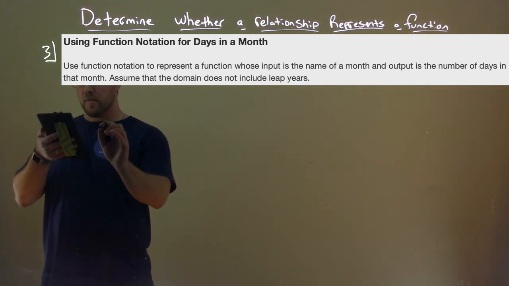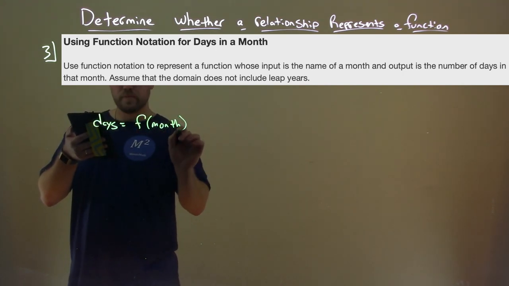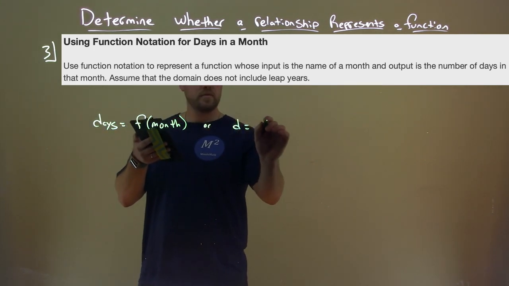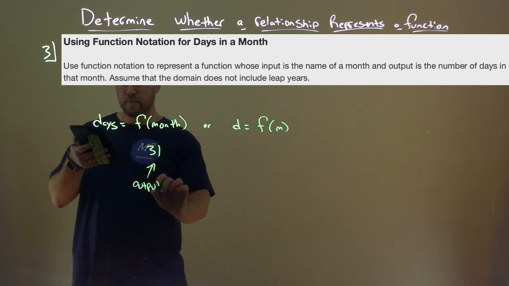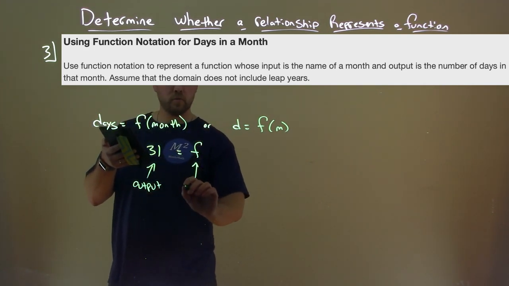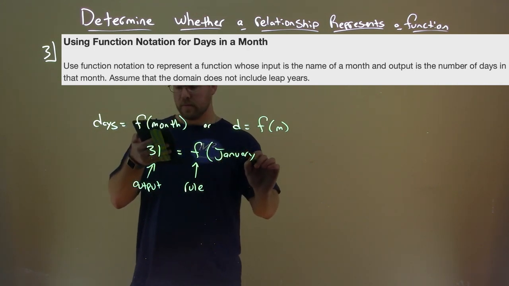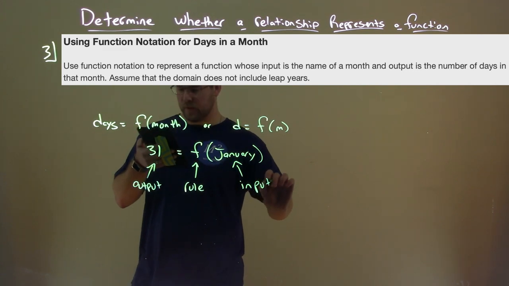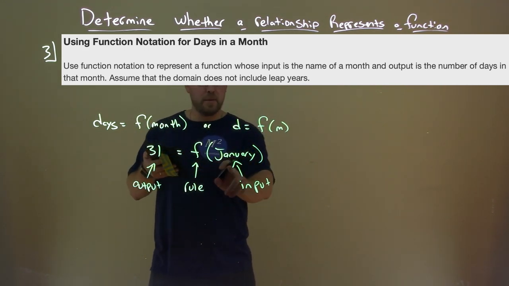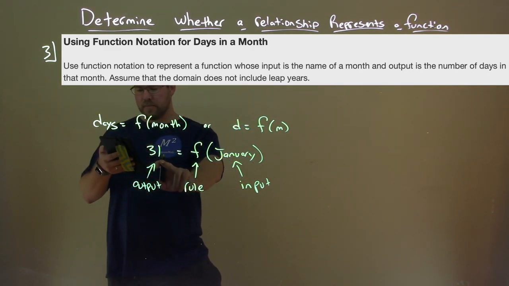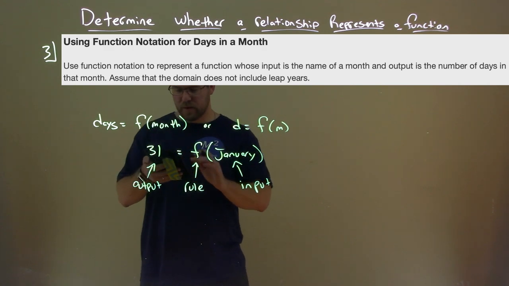Okay? So we can write this: the days is equal to a function of the month, or we can write it like this, d equals f of m. So for example, if we had 31, that is our output, that is equal to the function here, we call that the rule of our input, which is the month, so let's say January, as an example, and that is our input. So we used function notation here to represent a function whose input is the name of the month, and the output is the number of days in that month. So again, our input is the month, the function is the rule, and the output became the number of days. So in January, we had 31 days.